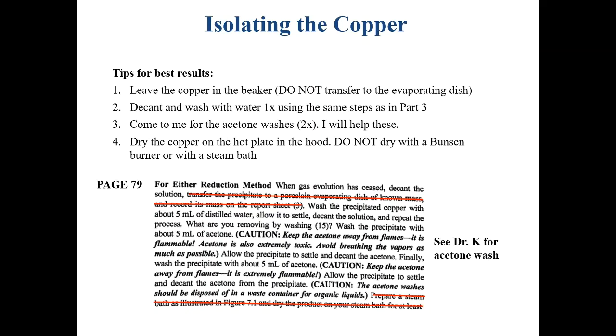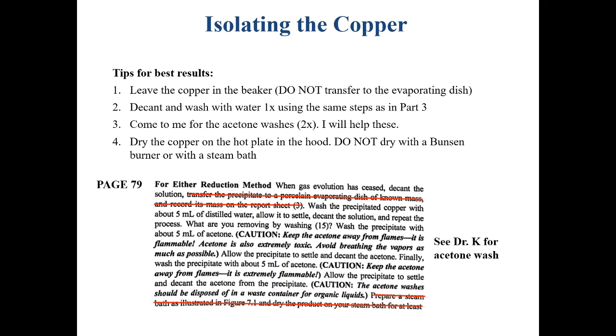Then finally, we do one last step where we wash it with something called acetone. Acetone is the same thing you would use to remove nail polish from your fingernails. The reason we use it is that it's a solvent with a very low boiling point, so it's easy to dry off and get rid of. We wash a bunch of times with water, then we get rid of the water with acetone, and then we heat it on a hot plate to get rid of the acetone. That leaves us with pure, dry copper.